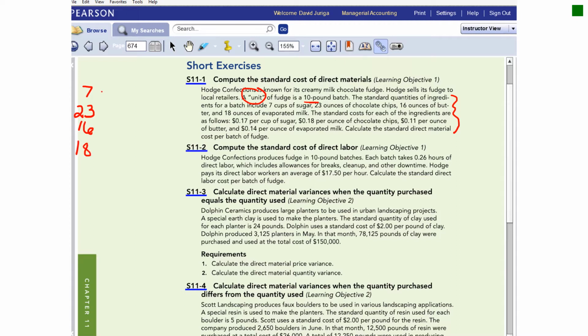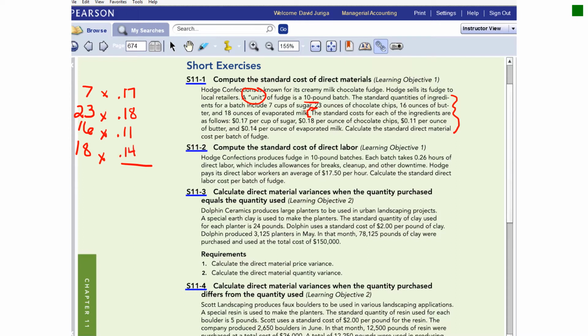So I wrote these numbers off to the side. To come up with the standard cost, you're going to multiply by the standard price, and they give you the standard price starting in this sentence. For the sugar, it's 17 cents, so you'd multiply 7 times 17 cents. For the chocolate chips, it's 18 cents, so it's 23 multiplied by 18. For the butter, it's 11 cents per ounce, so you'd multiply that one by 11 cents. And finally for the evaporated milk, it's 14 cents.